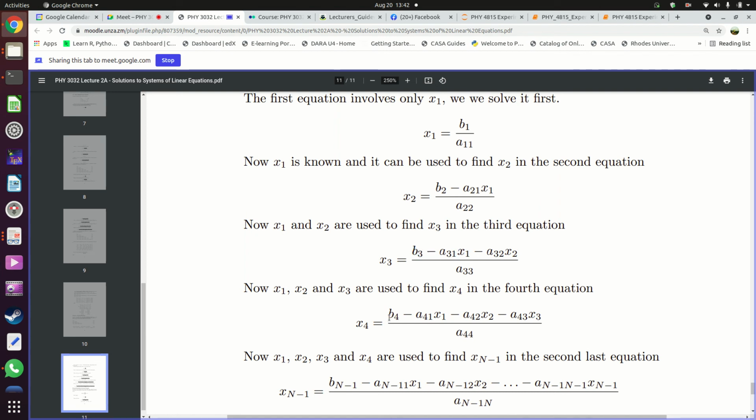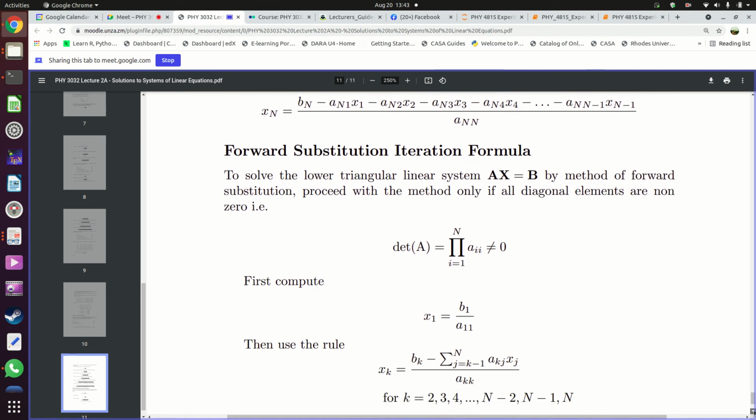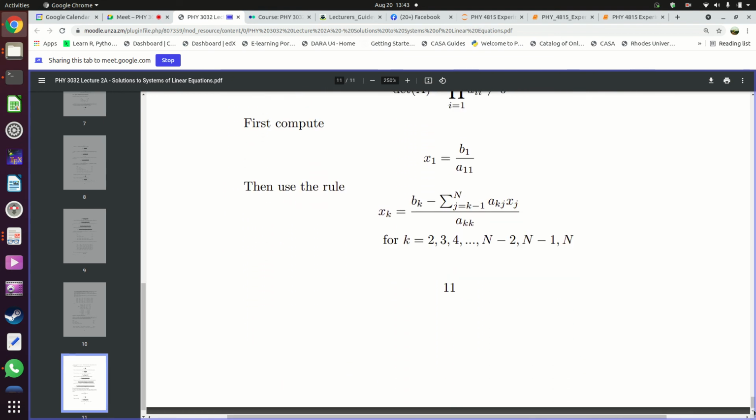When it comes to B4, it will start by removing this term first, then it will remove this from B, then it will remove this from B. Then whatever you're left with, that's what's going to be divided by A44. Are we clear? Yes. On how this thing is going to work. Okay, so that's the thing about forward substitution. Any questions?